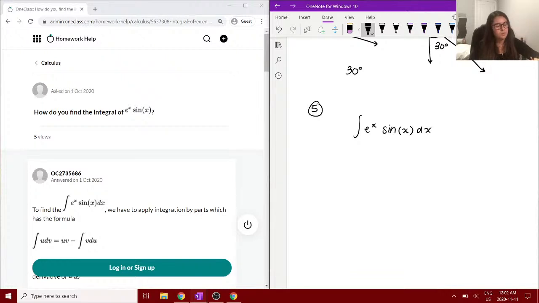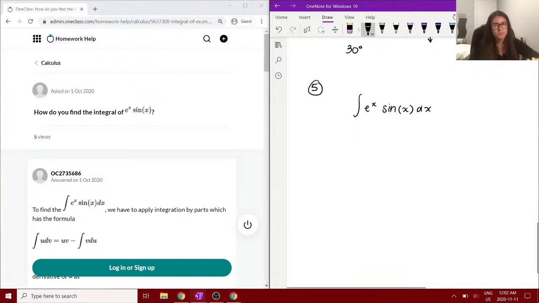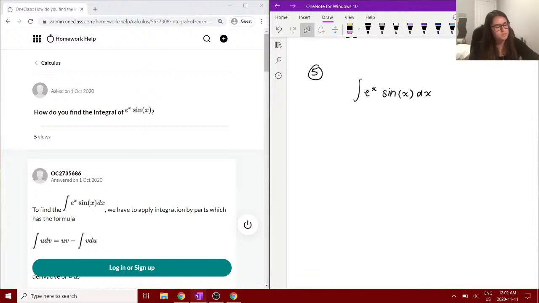Okay, so what we're going to do for this problem is we're going to use IBP or integration by parts. So let's write what that is. Integration by parts, sometimes people call it IBP. Okay, so integration by parts.